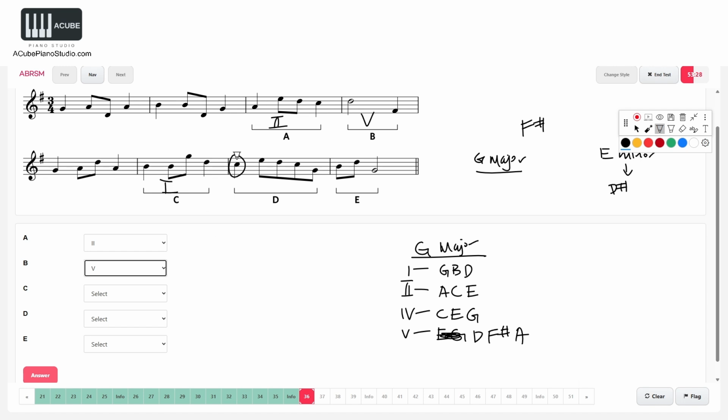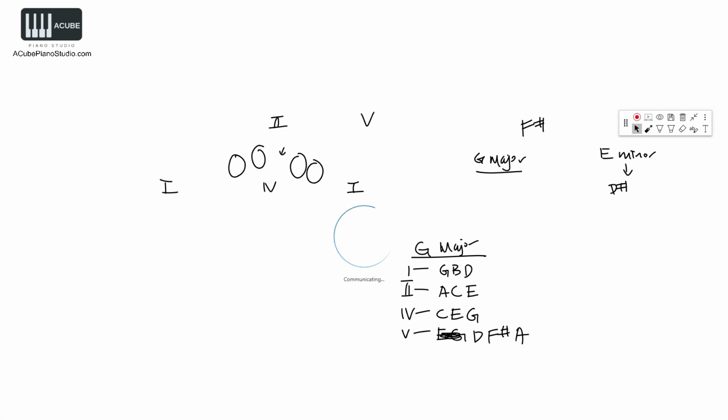This one, C, E, D, C, E, D, C, G. So this is likely a passing note again. So it's C, E, G. C, E, G. So this is chord 4. Finally, B, D, G. B, D, G. This is chord 1. So it's 1, 4, 1. Okay, so C is 1, D is 4, E is 1. Answer.